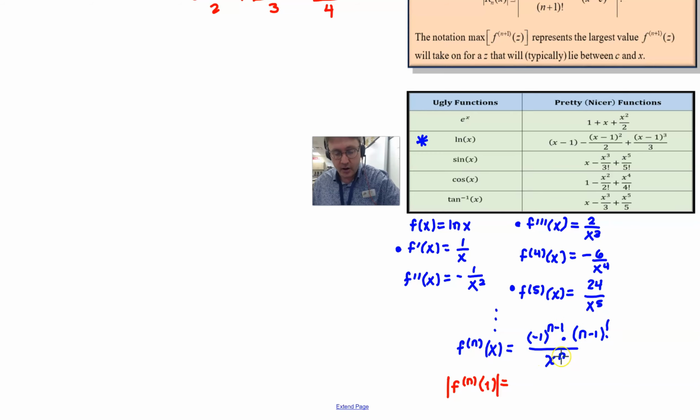X being 1 all the time, 1 to the n is not going to be significant. And so basically you have n minus 1 factorial. Not too bad, right? Well, what does that mean? Well, that means if we take the n plus 1 derivative evaluated at 1, then we're just going to take this n and raise it up a notch, a value, and therefore we'll have n factorial. Now, let's see how we can make this work over here.